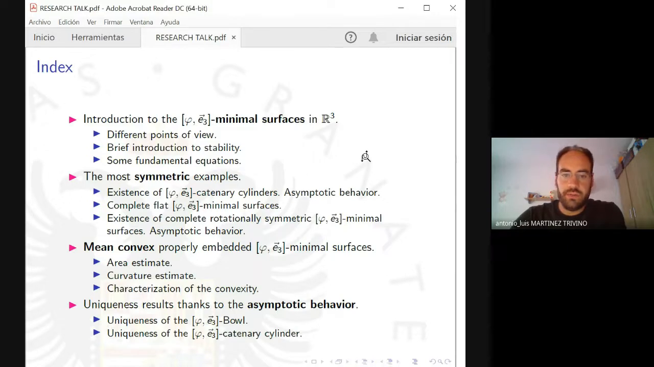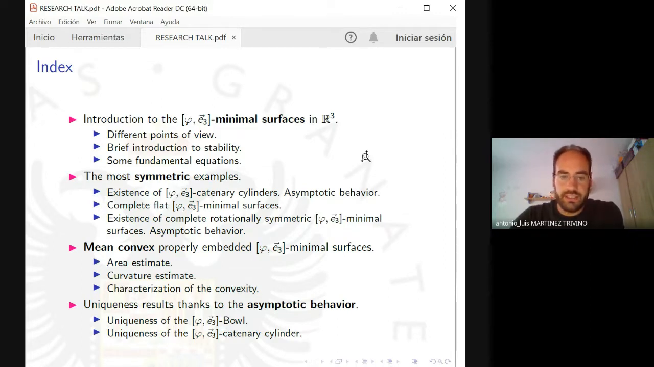On the other hand, we study the most symmetric examples. We study the existence of phi3 catenary cylinders together with asymptotic behavior. We classify all complete flat phi3 minimal surfaces when phi is a diffeomorphism of R to R. And moreover, we study the complete rotationally symmetric phi3 minimal surfaces together with asymptotic behavior.